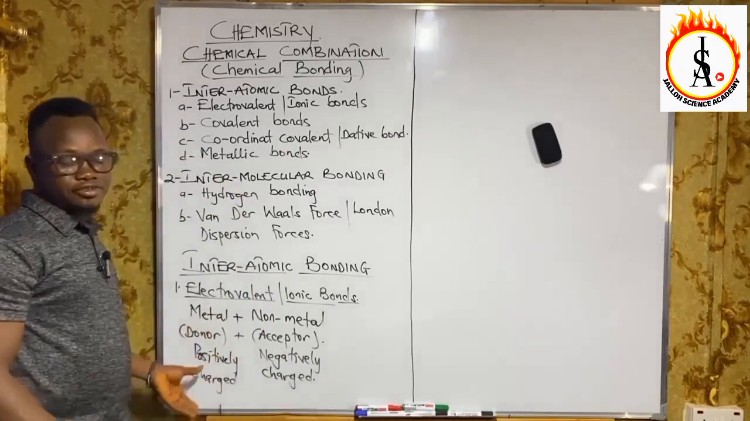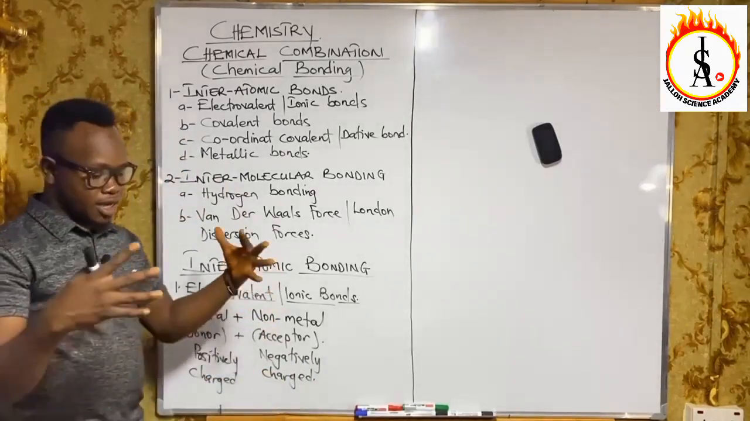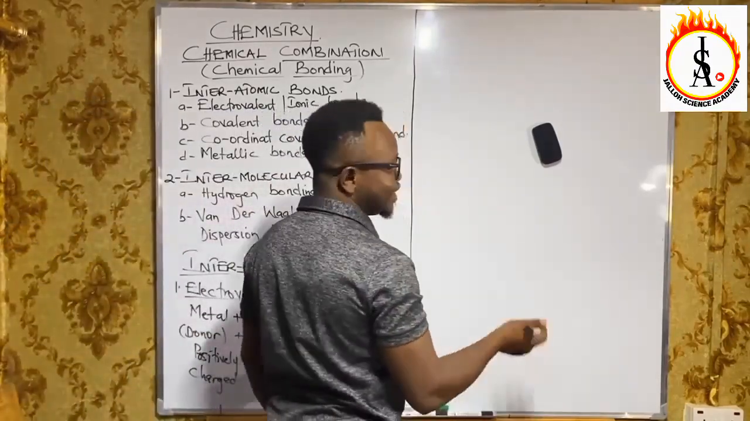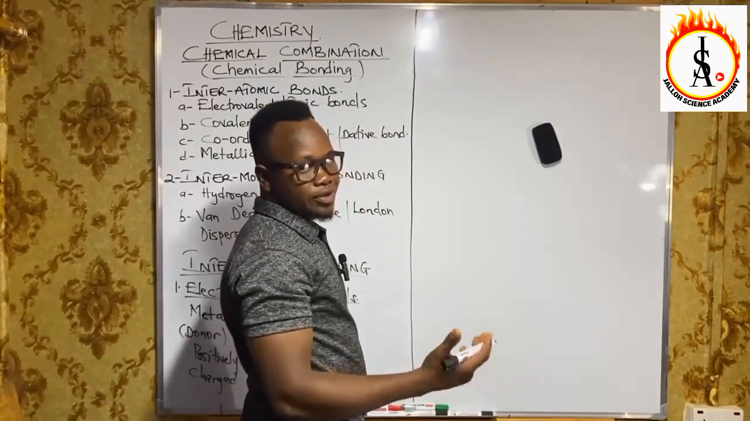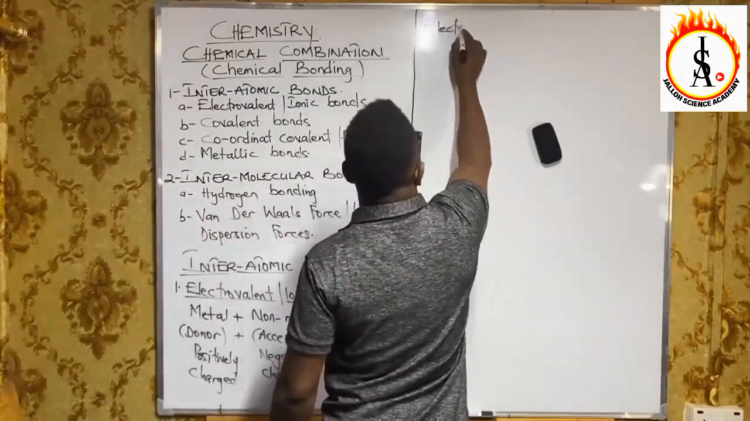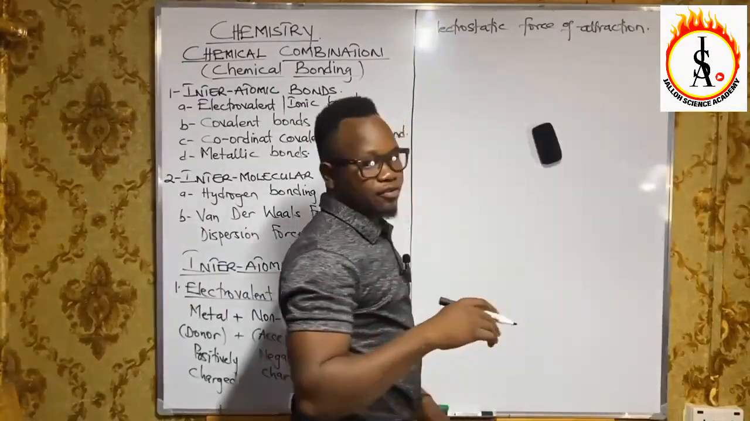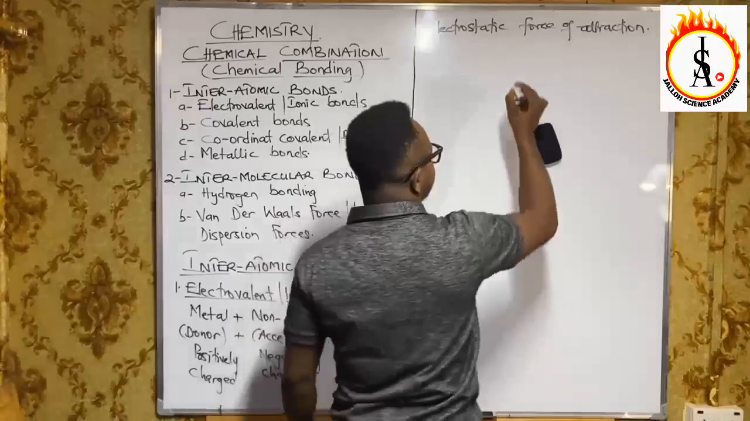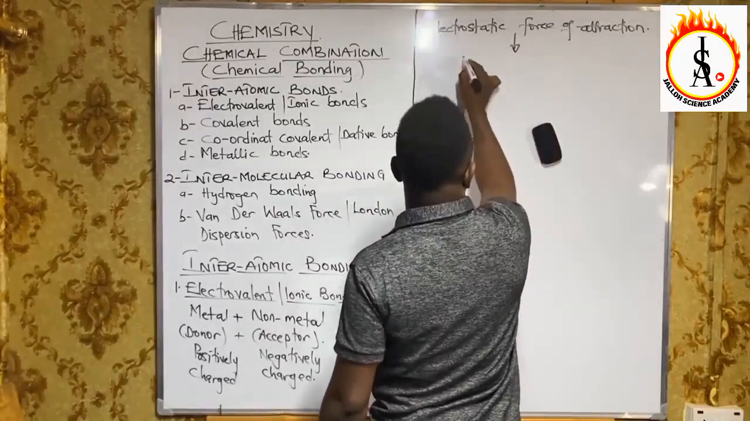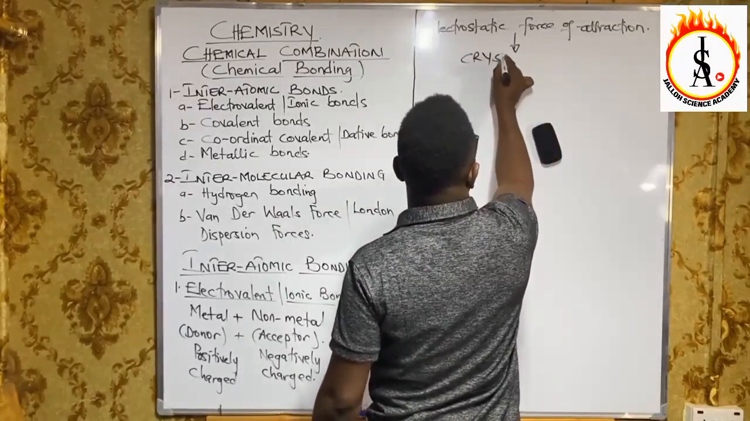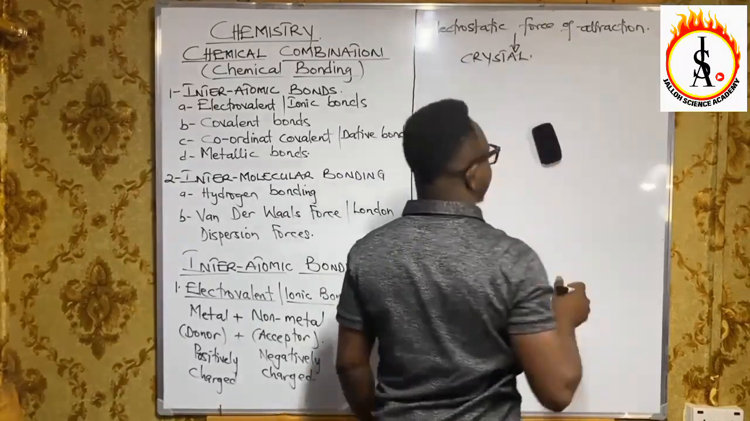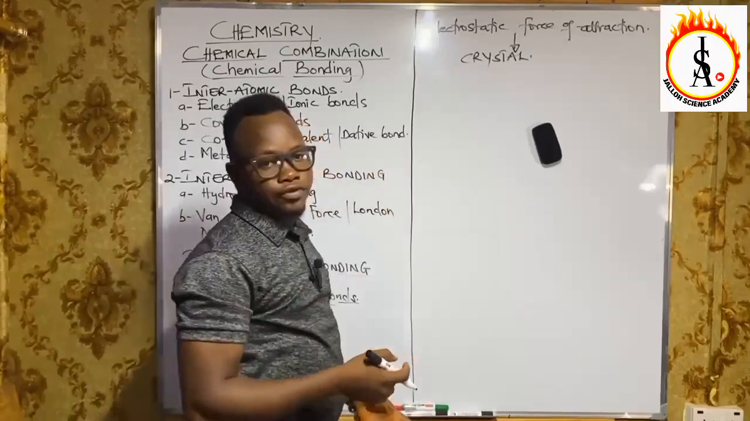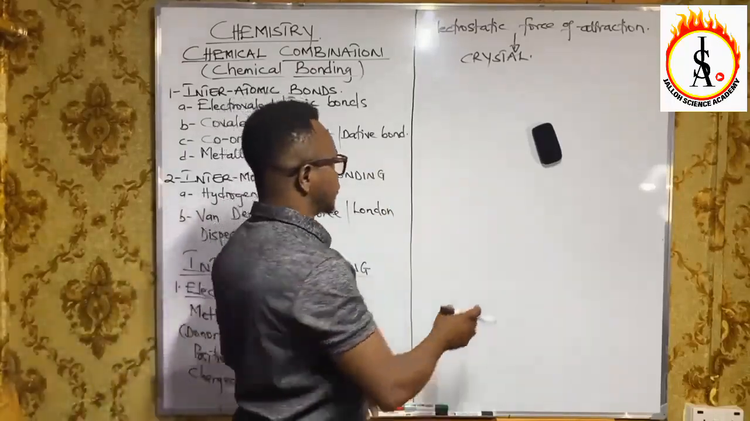Now, these positive and negatively charged species are going to be attracted by a strong force we refer to as an electrostatic force of attraction, or a Coulombic force. So an electrostatic force of attraction binds them together as a single unit, giving rise to what we refer to as a crystal. Okay, so we're going to look at examples of these ionic bonds.